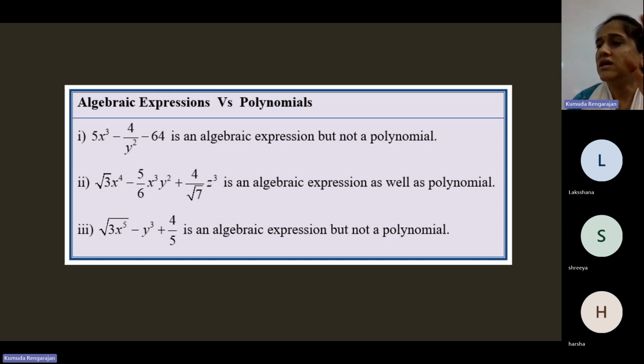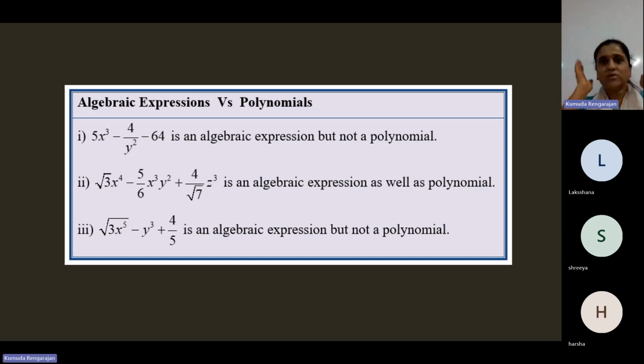Constant polynomial. So we know the collection of real numbers, right? Rational numbers and irrational numbers put together form real numbers. From real numbers, take away zero. The rest of the collection are constant polynomials. From the collection of real numbers, take away the number zero because that number zero is a zero polynomial.